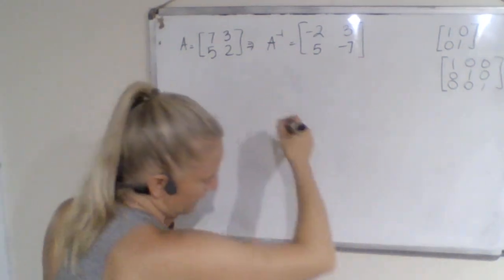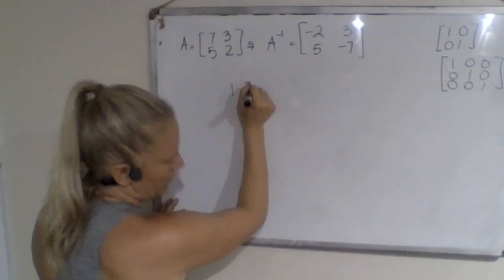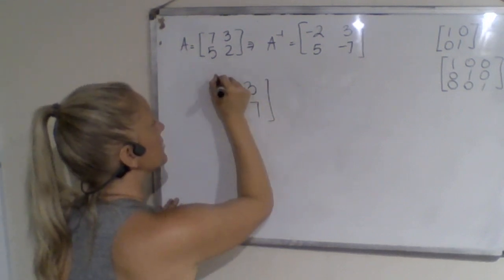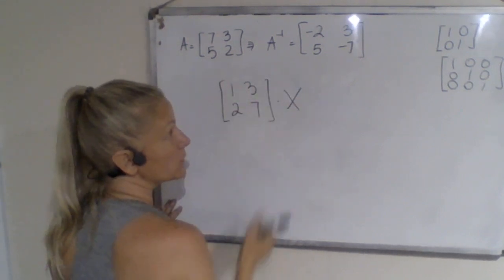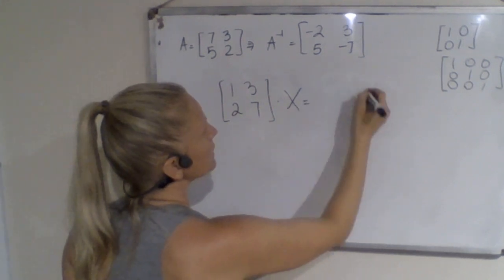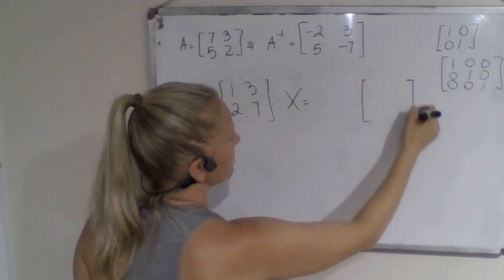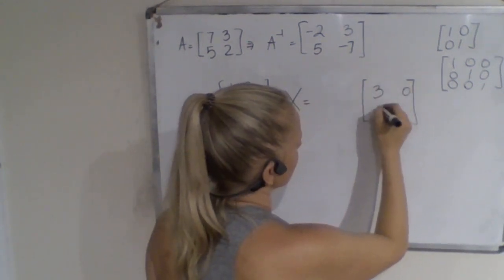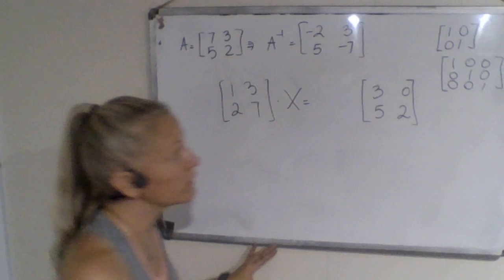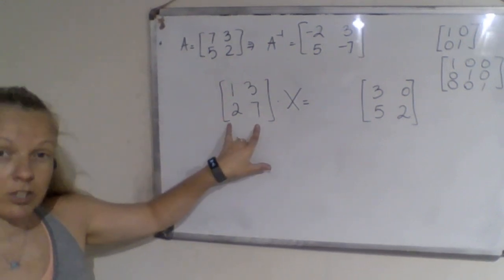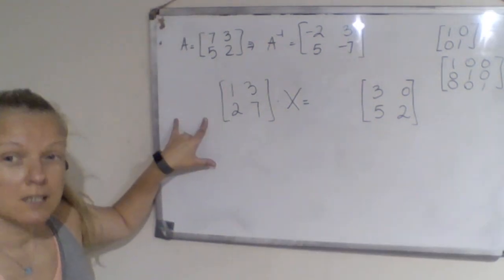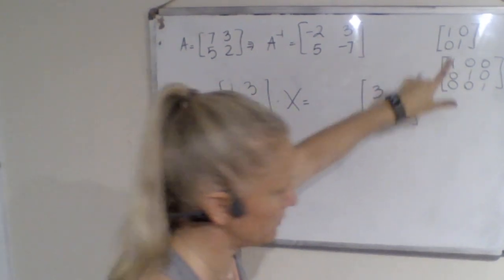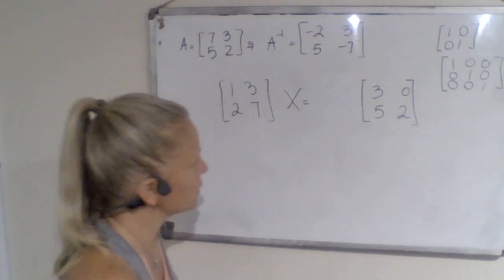So if I have something like this, 1, 3, 2, 7 is a matrix, and I times it by a big X, which is another matrix, it needs to equal this other matrix. It's going to tell us it equals 3, 0, 5, 2. And we said in order for us to solve this, if we find the inverse of this one and times it with it, then we get the identity matrix and we can get rid of it. We get that, which means it just doesn't change the value.